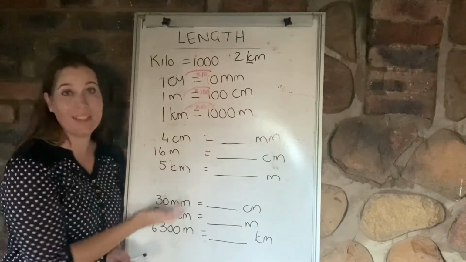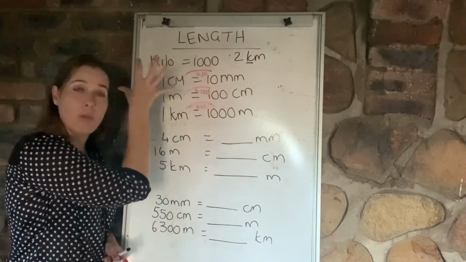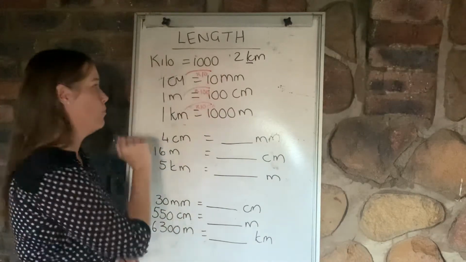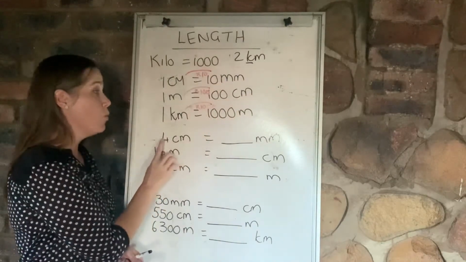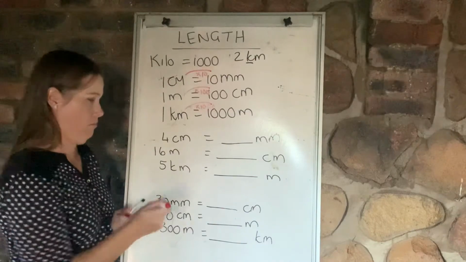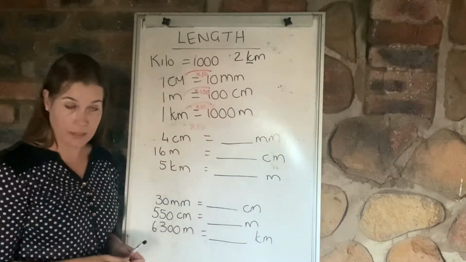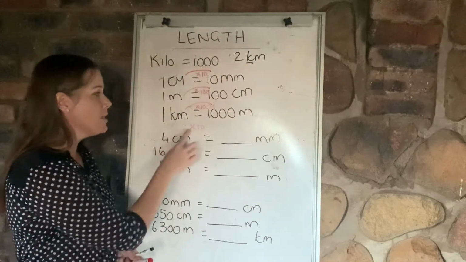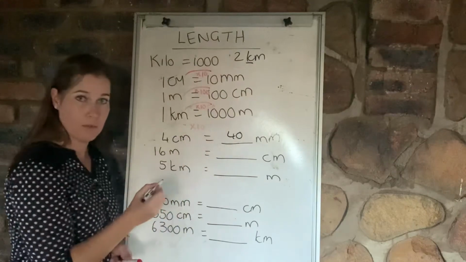Here are a few basic examples. Always refer back to this. This is your most important one. Now, 1 centimeter is 10 millimeters. So we have to multiply by 10. So going that way, we have to multiply by 10. That's what our table says. So 4 times 10 will give us 40 millimeters.